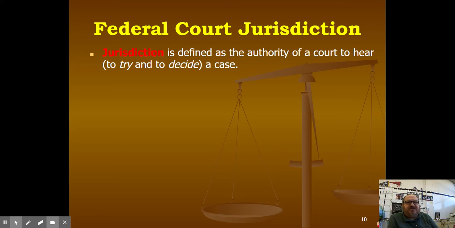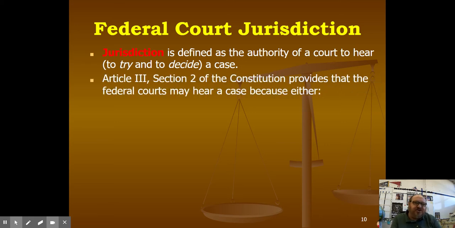All right, so what is jurisdiction? We've talked a little bit about this before. Jurisdiction is the authority of a court to hear, which means to try and to decide a case. Okay, so when a court has a case, it goes to trial. It means to try the case and then to decide it. That's jurisdiction.